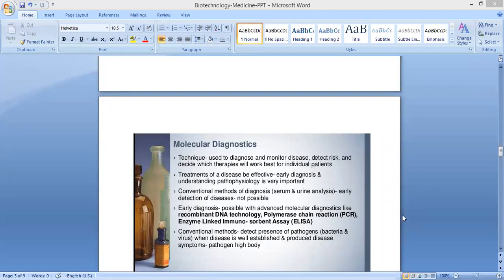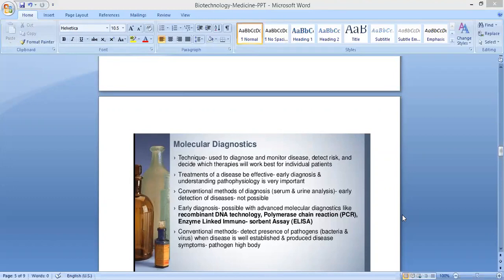Good morning, students. The next topic is molecular diagnostics. So what is meant by molecular diagnostics? It is a technique used to diagnose and monitor disease, detect risk, and decide which therapies will work best for individual patients, so that the treatment of a disease is effective.